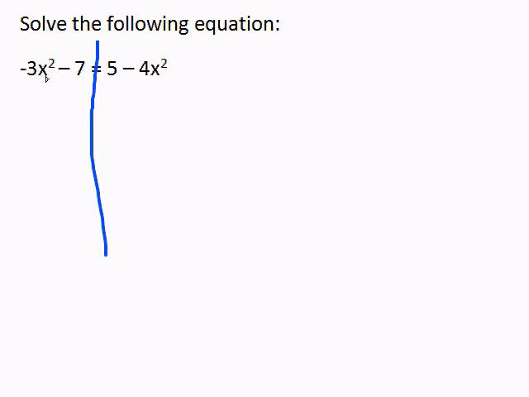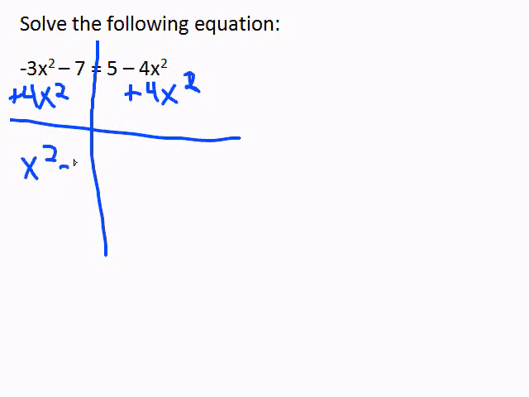To do that, I'm going to look for the smallest of the x squareds, negative 3x squared or negative 4x squared. Since negative 4x squared is a lesser number, I'm going to add 4x squared to both sides. You could have added 3x squared to both sides, that would have been fine. But I just choose to add 4x squared to both sides because it gives me a positive number in the end. Namely, x squared minus 7 is equal to 5, because negative 4x squared and positive 4x squared cancel.